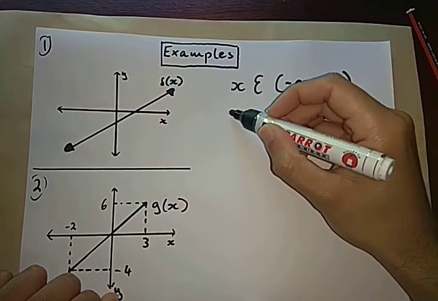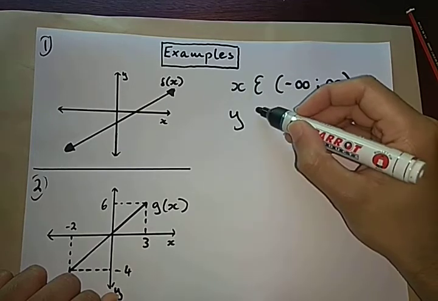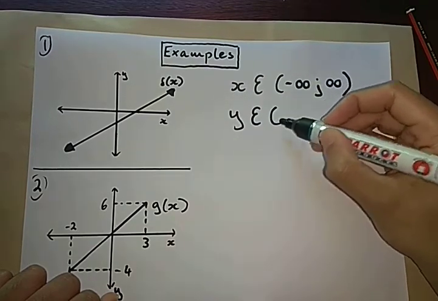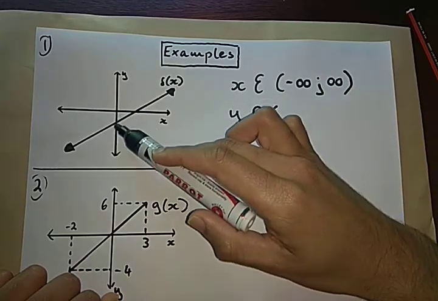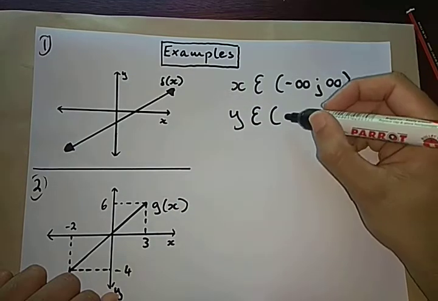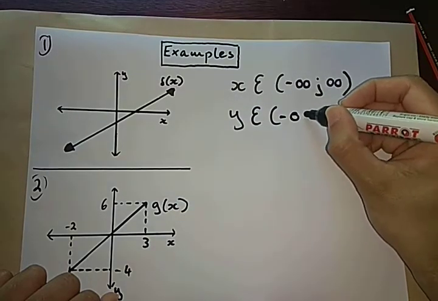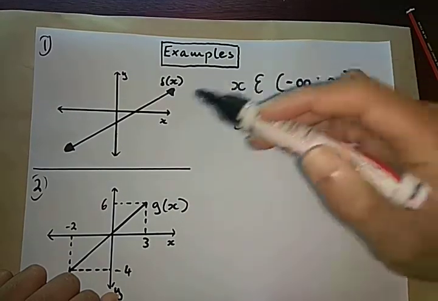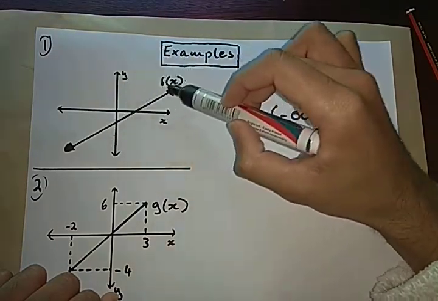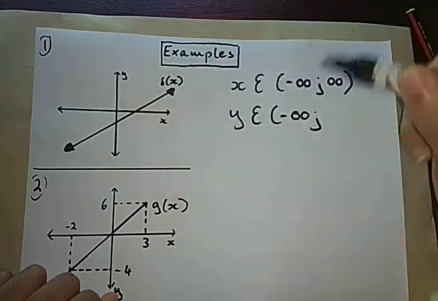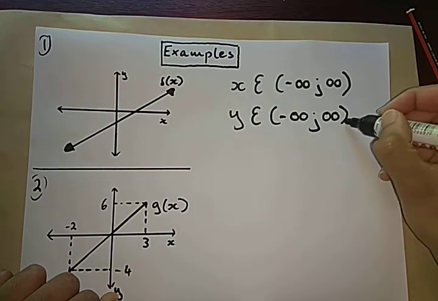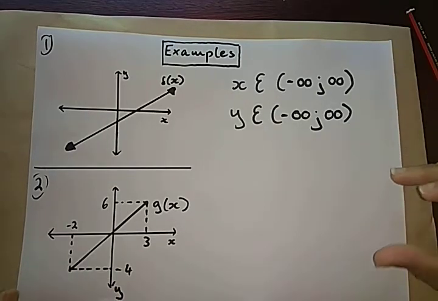And likewise, let's find the range of this graph. So I'm going to say that the range is y is an element of, while the lowest number on the y-axis that this graph will cover will be negative infinity. And likewise, the highest number that this graph will cover, because it continues infinitely, it will cover all the way up to positive infinity. Let's look at the second example.